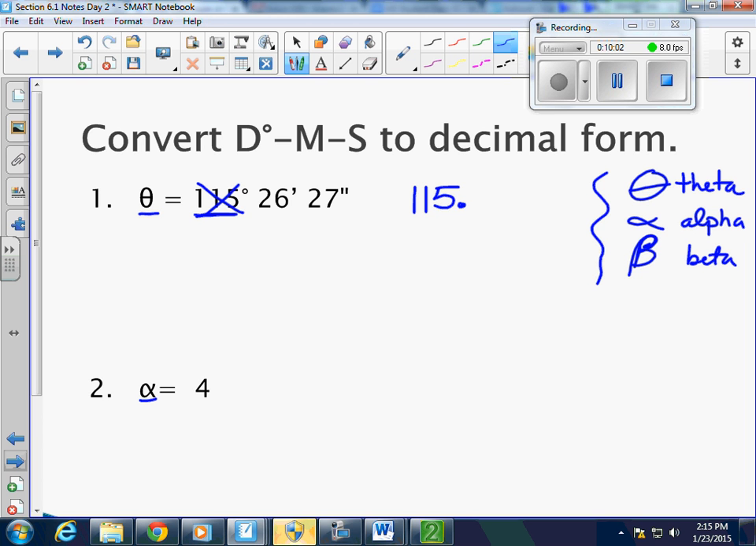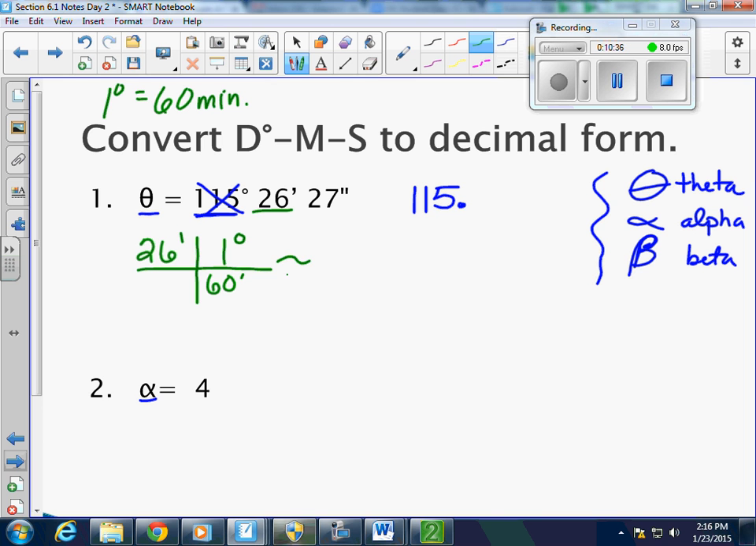Okay, so as we look at the minutes, we have 26 minutes. If you think about your conversions, we know that in 1 degree there is 60 minutes. So think about, we want the minutes to cancel. I have 60 minutes on the bottom. I have 1 degree on the top. Get your calculators out, divide that out so we get our decimal. If you don't have a calculator, get one so you can participate today. And it continues, right? It's 0.4333 repeating, okay? That's going to be part of our decimal.